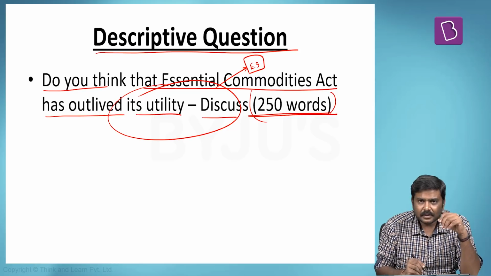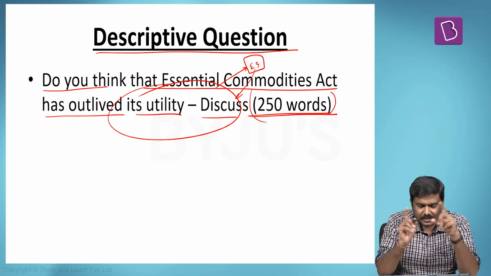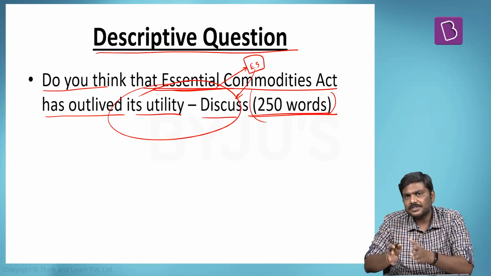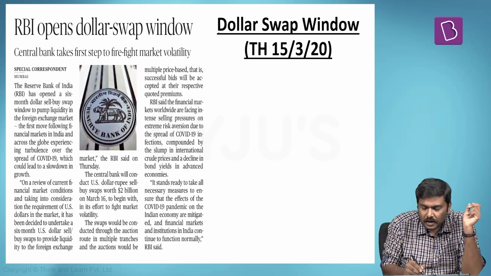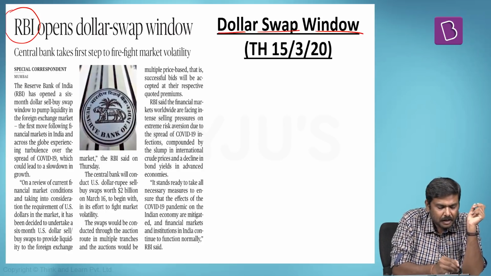In the economic survey, there is one chapter in which there is a discussion related to the concept of the Essential Commodities Act itself. Now, let's look at the next article. Dollar swap window has been opened up by RBI.